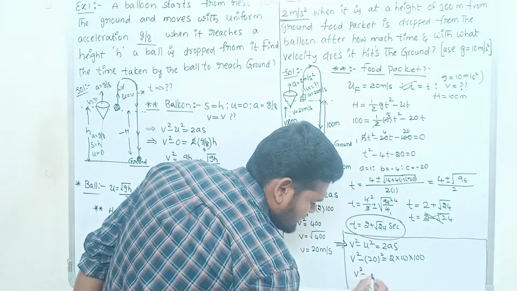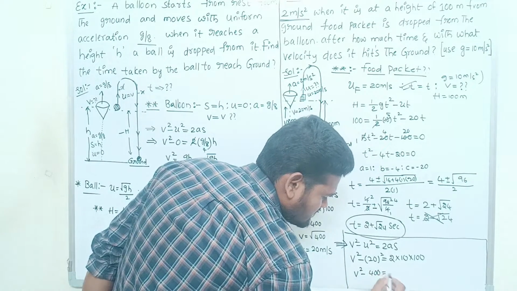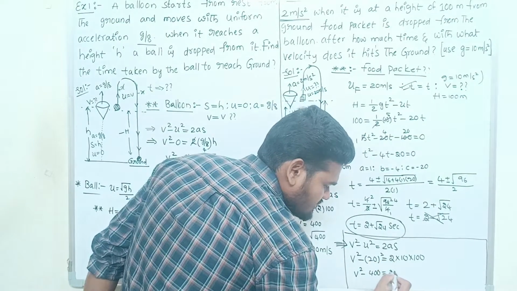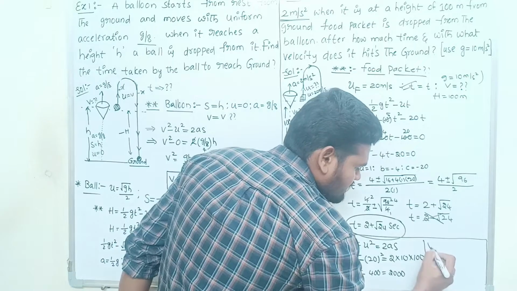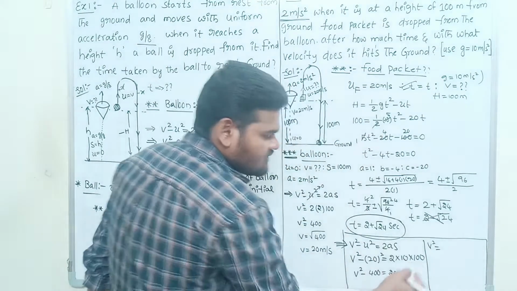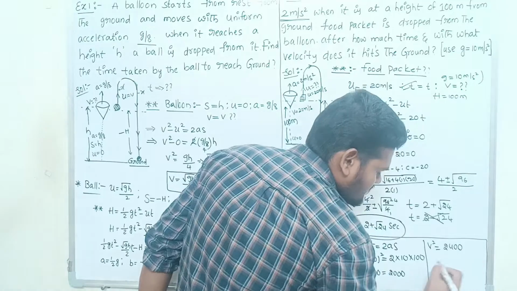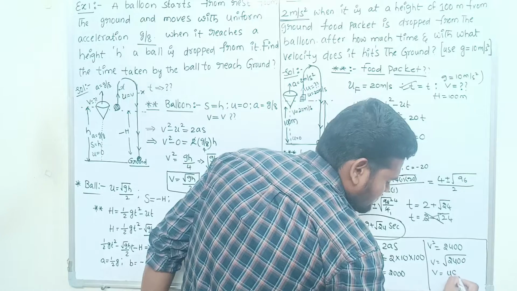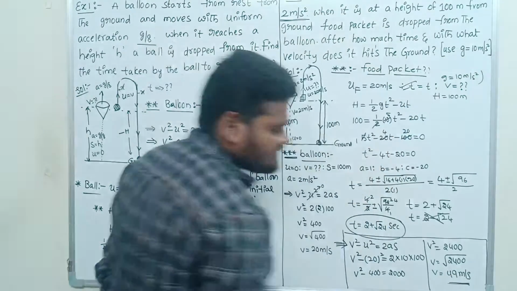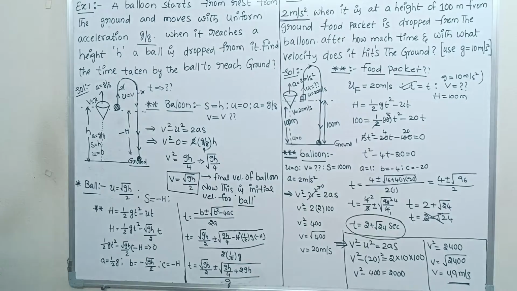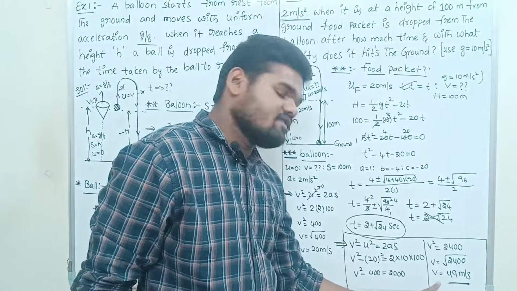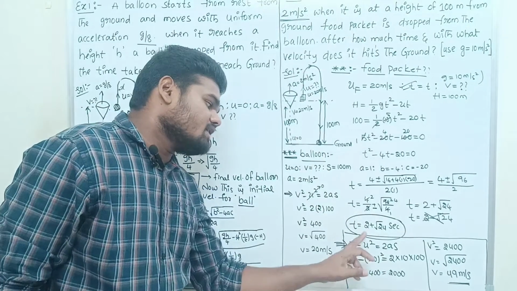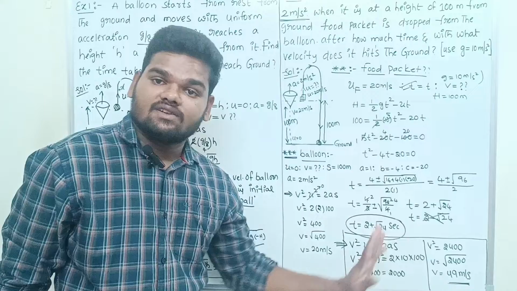So v square minus 20 whole square, which is 400, is equal to 100 into 10, 1000, into 2, 2000. Then v square is equal to, if minus 400 goes to that side, 2400. So v is equal to under root of 2400. Finally you will get v nearly equal to 49 meters per second. So with this much speed the food packet hits the ground. The final velocity is 49 meters per second, and the time taken by the food packet to reach the ground is 2 plus under root of 24 seconds.